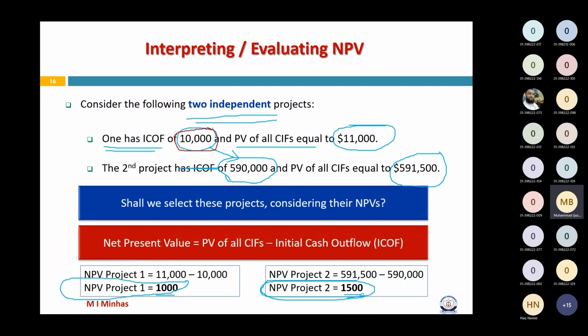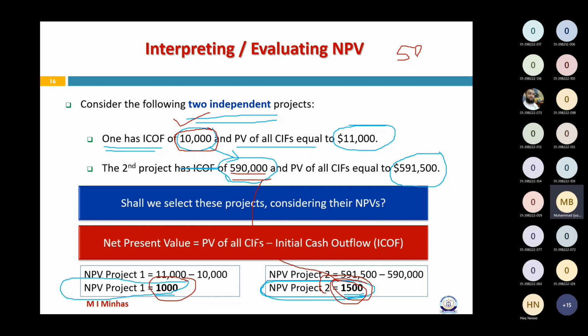Like we have to spend 5,80,000 extra. For the first project, I will spend 10,000 and in return, I will save 1,000. And here I'm spending 5,90,000 and in return, I'm only getting 1,500 as extra, as saving. So that would be a very stupid thing to do actually.